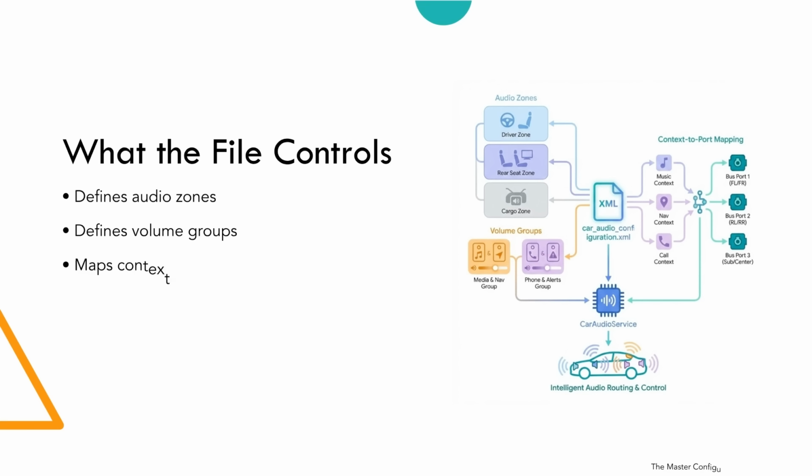This configuration file defines critical concepts such as audio zones, volume groups, and the mapping of car audio contexts to physical bus ports. Based on this file, Car Audio Service knows which sounds go to which speakers and how volume should be grouped and controlled.